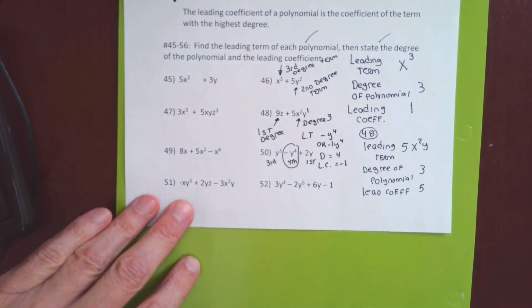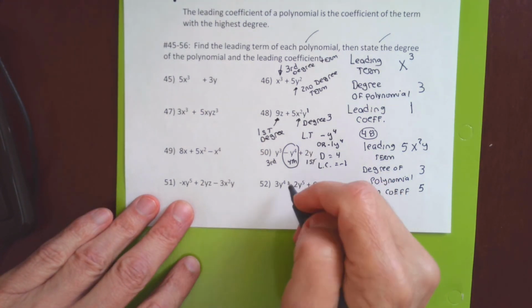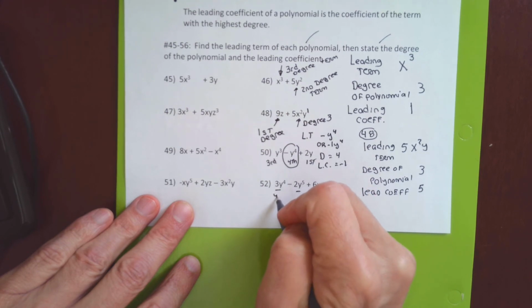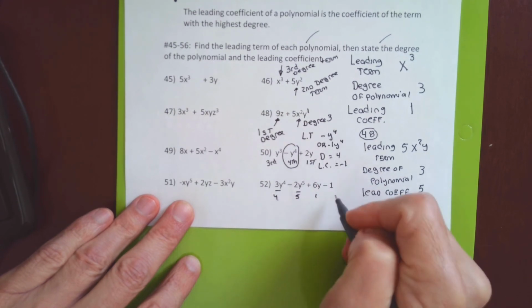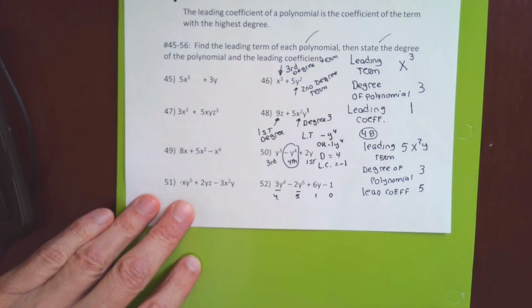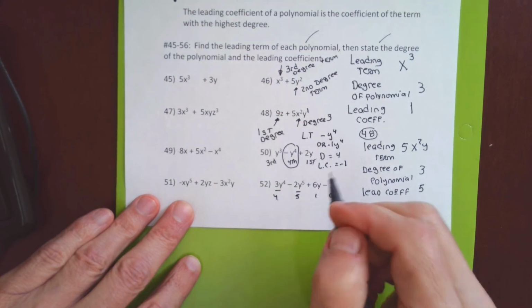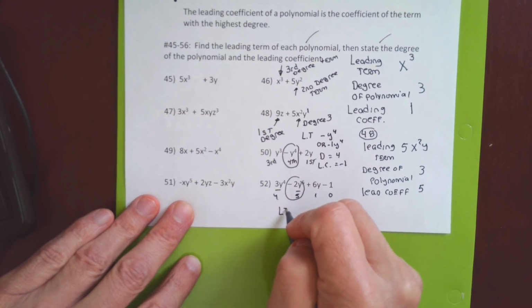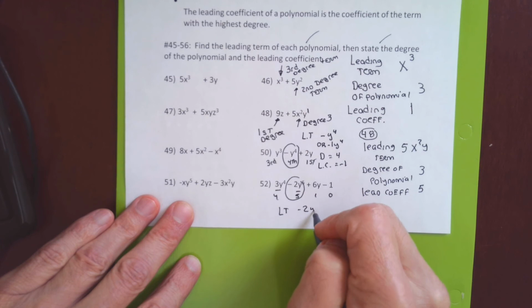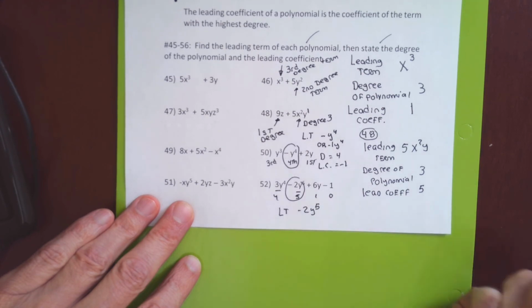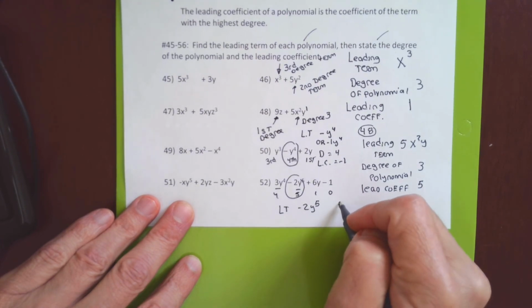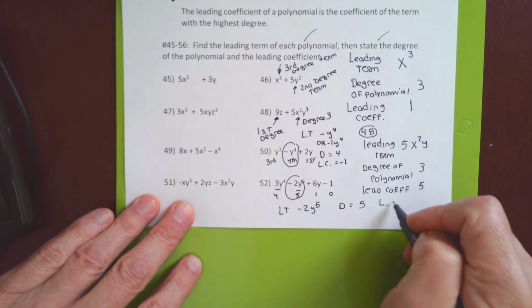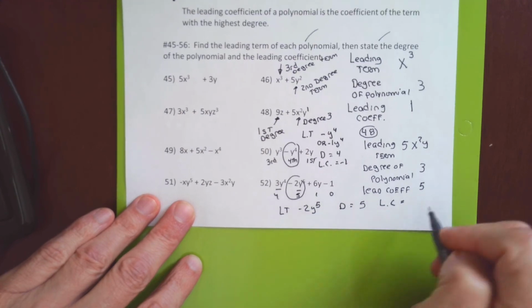Last problem on this page, but these problems spill over. If I look at problem 52, I have a 4th degree term, a 5th degree term, a 1st degree term, and constants have a degree of 0. Numbers without letters have a degree of 0. So the leading term in problem 52, the leading term with the sign, is the negative 2y to the 5th. If that was a plus sign, I wouldn't include the sign. The degree of this polynomial is the degree of that term, which is 5. And the leading coefficient is the coefficient of that term, which is negative 2.